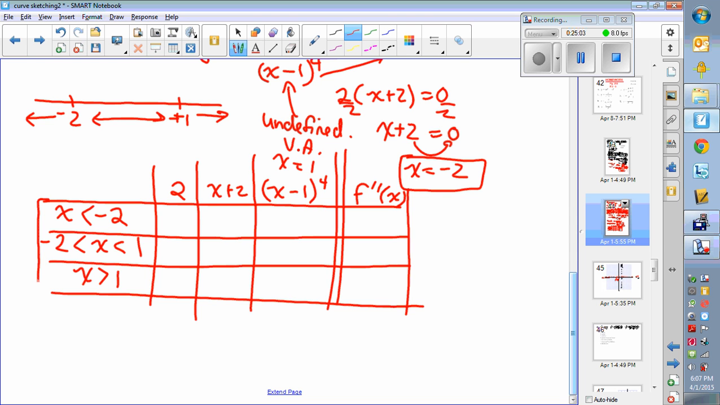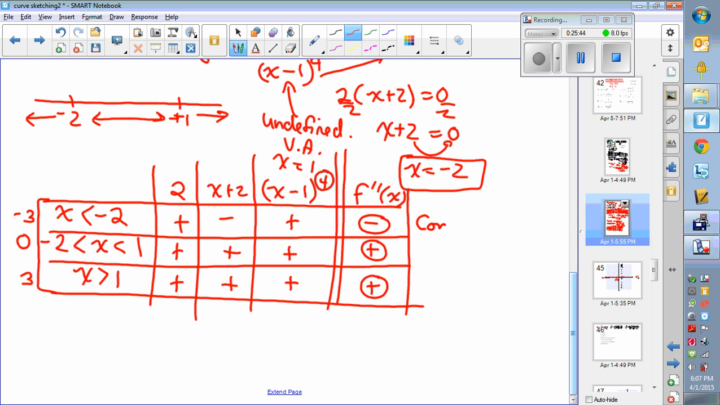All right, so what number would I choose smaller than -2? -3 is a great option. Between -2 and 1, choose 0. Bigger than 1, choose 3. Well, folks, 2 is always positive. And before I plug in anything, something to the 4th power is always positive. So I really need to consider the x plus 2. When you throw in -3, this is negative. When you throw in 0, it's positive. When you throw in 3, it's positive. So my second derivative is negative here, positive on that interval, and also positive in that interval.